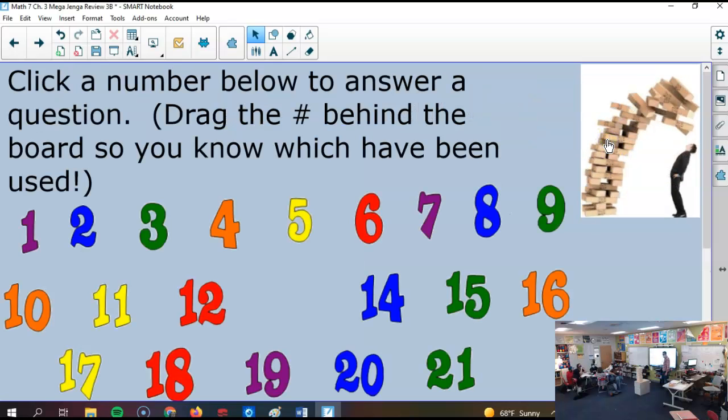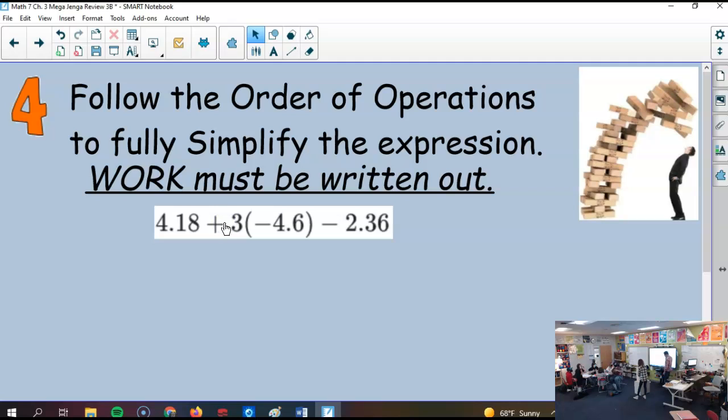Which one was that? 9. 0. Give me a number. 4. Notice how I said 0. Give me a number. You said 4? Yeah. Follow the order of operations to fully simplify. On top, next to the other two. Yep, there we go. Ooh, a little wobbly.